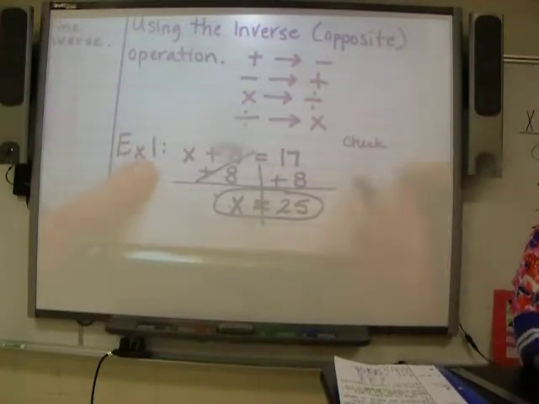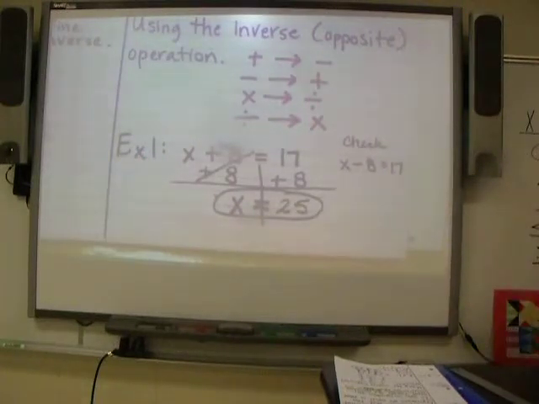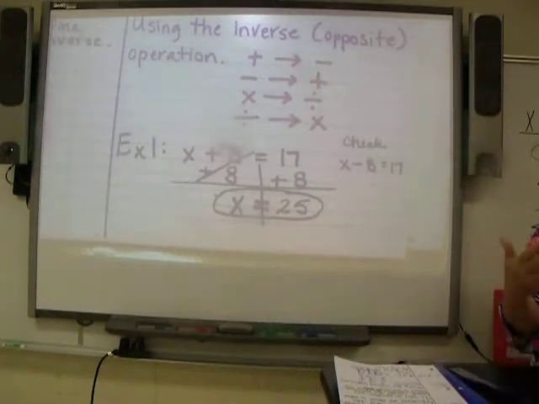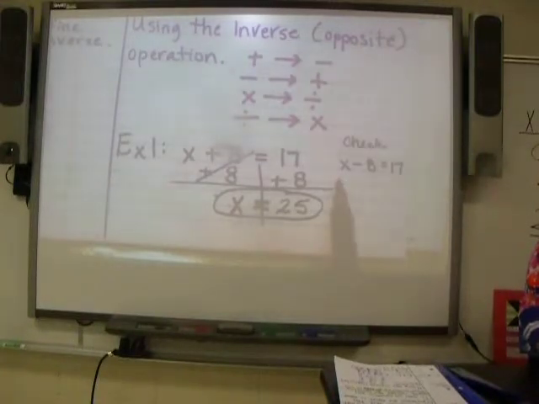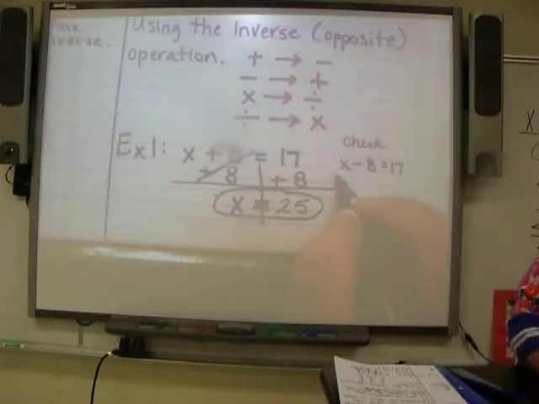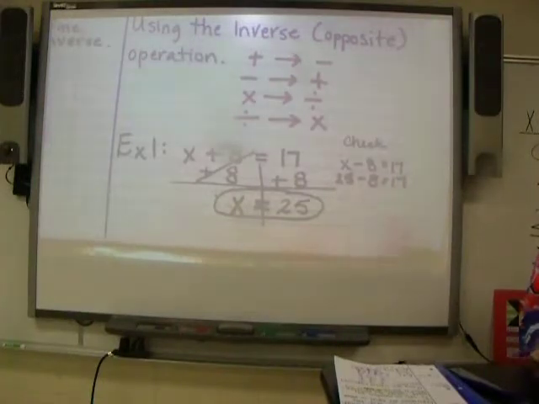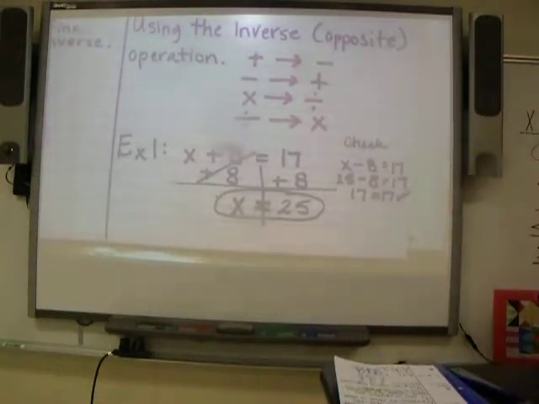All that you do is write the original problem, x minus 8 equals 17. And what we did with expressions the other day, with variables and expressions, we said if x was 25, then we're going to plug 25 into x. So I come up here, 25 minus 8 equals 17. What's 25 minus 8? 17. 17 equals 17. Yes. And if they both equal, then you know that that is the solution.